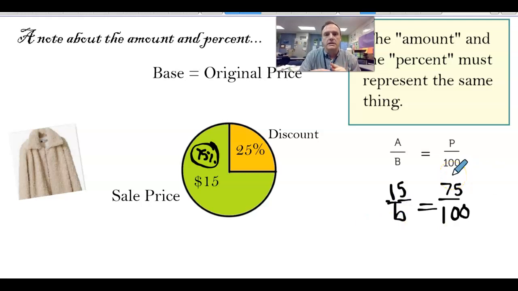Now let's figure out how much the base is. Okay, and we find out that the base is $20. $20 is the base. So after you use your process for solving a proportion, you can find out any of those three numbers. You just have to make sure the amount and the percent both represent either the discount or the sale price, and so on. So that's a little bit about how a percent problem works and how to identify the base, the amount, and the percent, and get those set up and solved correctly.